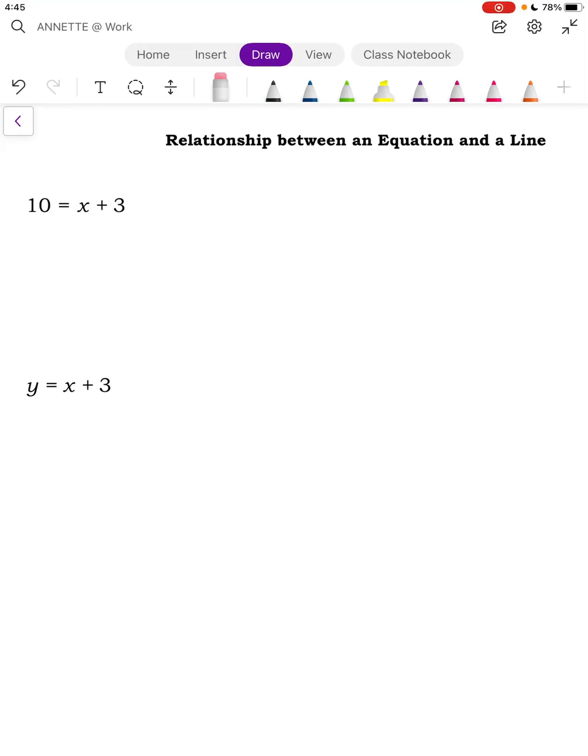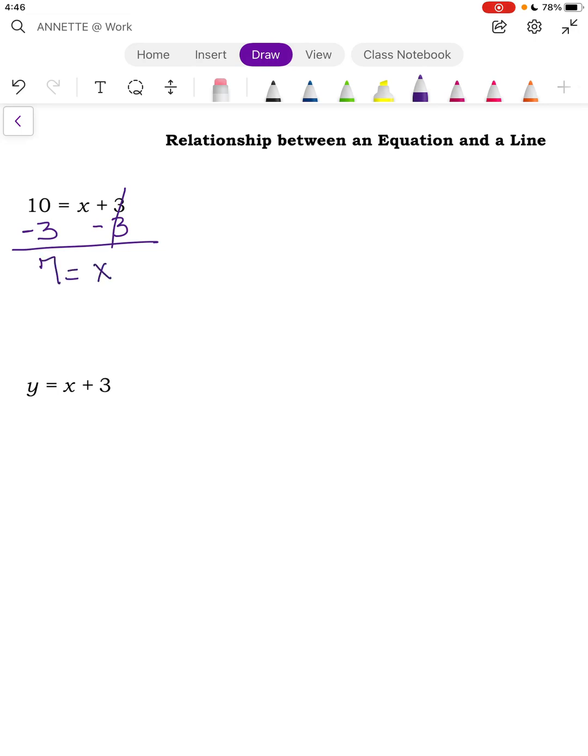Hey there, mathematicians. Today we're going to talk about the relationship between an equation and a line. Let's start right here with this equation: 10 equals x plus 3. What does the value of x have to be in order to make this equation true? What does x have to be to satisfy this equation?